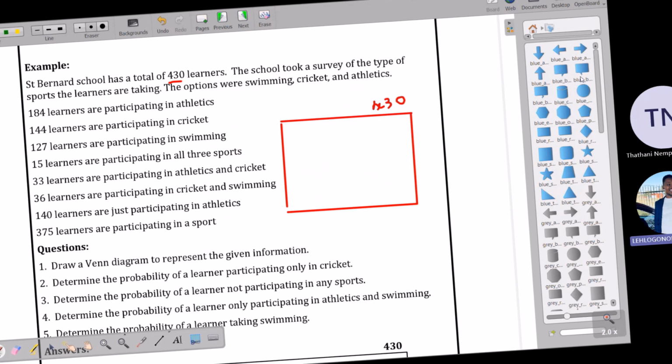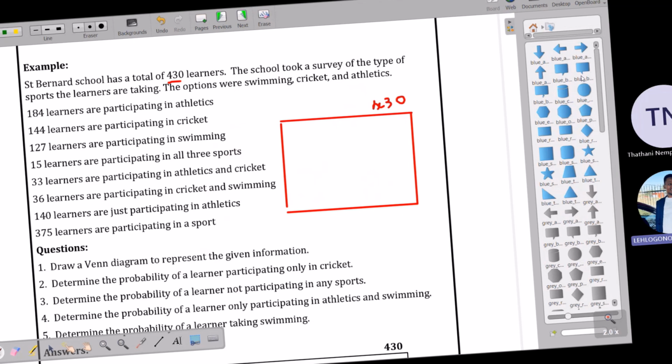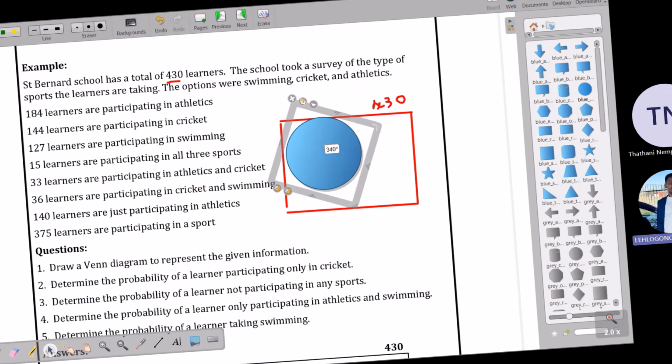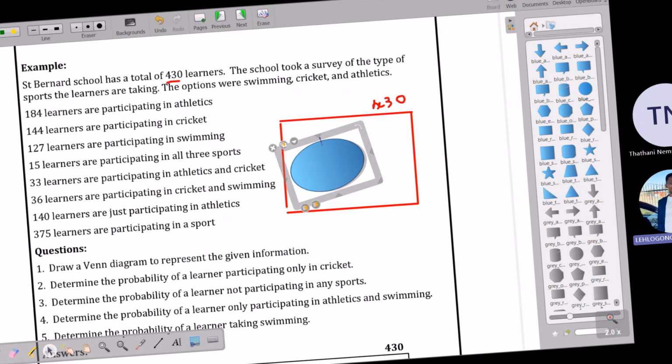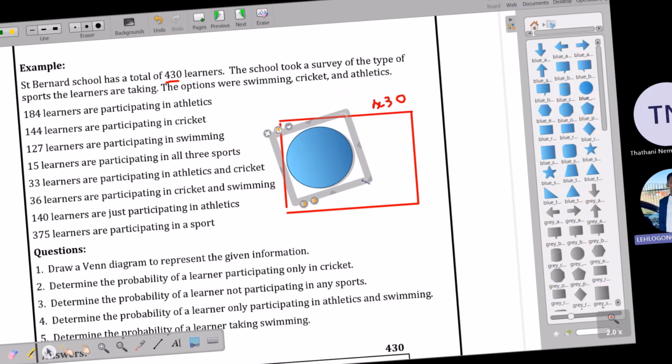Okay, the school took a survey of the type of sports the learners are taking. The options were swimming, cricket, and athletics. So which means we are having 3 circles here. I will just spot in the 3 circles. Let me try to reduce the circle so that I now know that there are 3 events.